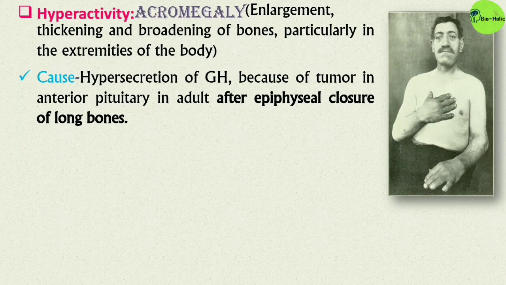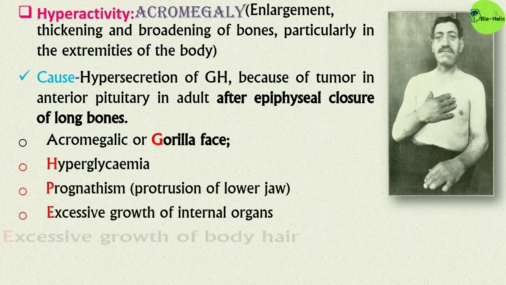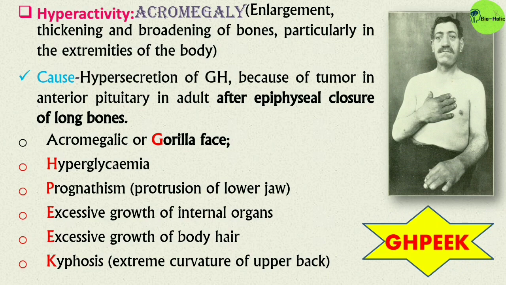Another hyperactivity of growth hormone condition is acromegaly. It is the enlargement, thickening and broadening of bones, particularly in the extremities of the body. The cause of acromegaly is the hypersecretion of growth hormone because of a tumor in anterior pituitary in adult after epiphyseal closure of long bones. So to remember the clinical features of acromegaly, you just try to remember the word GH peak.